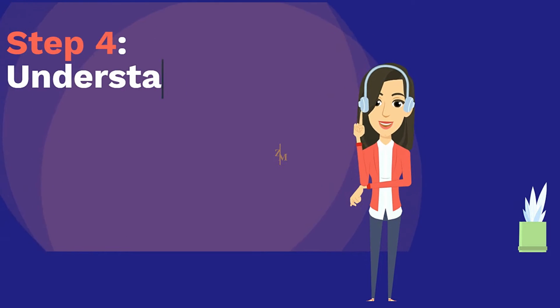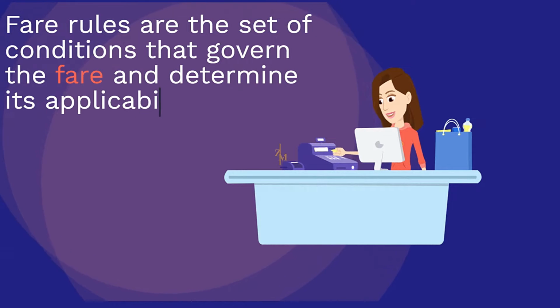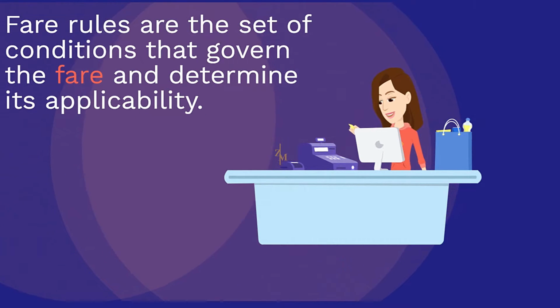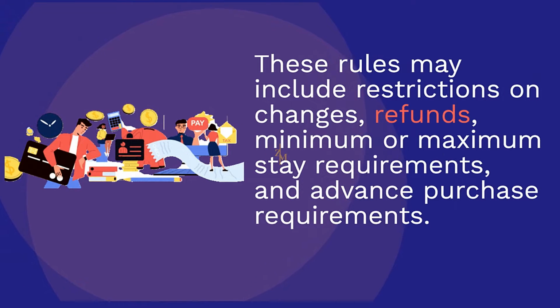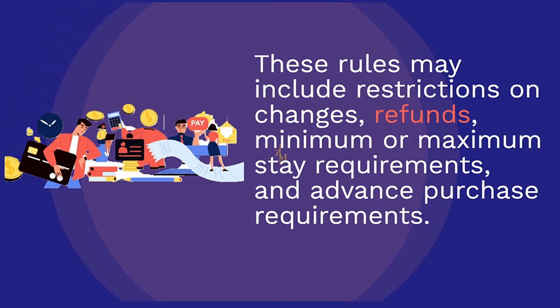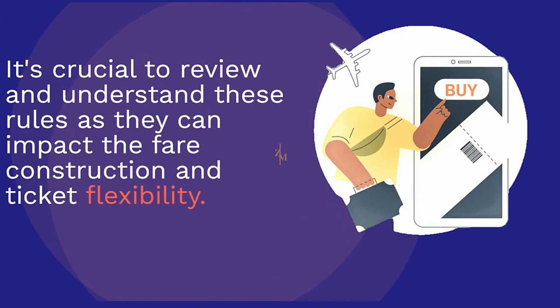Step 4. Understand fare rules. Fare rules are the set of conditions that govern the fare and determine its applicability. These rules may include restrictions on changes, refunds, minimum or maximum stay requirements, and advance purchase requirements. It's crucial to review and understand these rules as they can impact the fare construction and ticket flexibility.